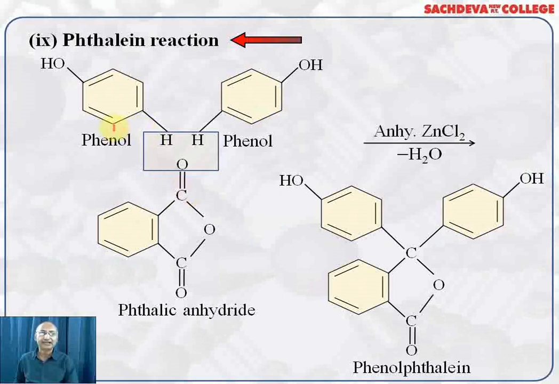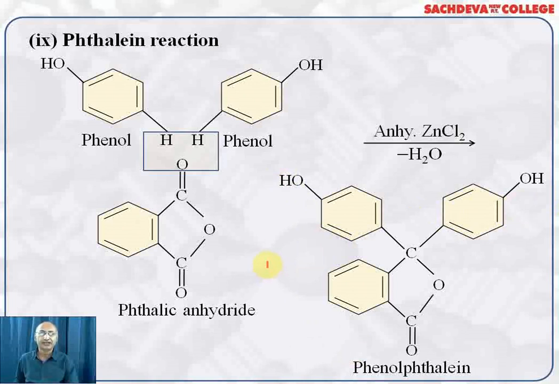This is the phthalein reaction, where 2 moles of phenol are reacting with phthalic anhydride. Water is removed with the help of anhydrous zinc chloride or concentrated sulfuric acid and the product formed is phenolphthalein. And phenolphthalein will give pink color with NaOH by replacing these two hydrogens by Na, and the compound becomes pink in color. So this reaction is called the phthalein reaction.